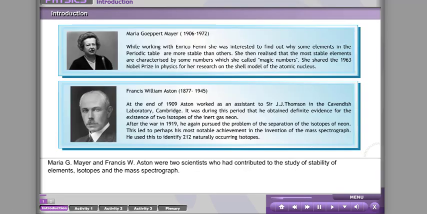Maria G. Mayer and Francis W. Aston were two scientists who had contributed to the study of stability of elements, isotopes, and the mass spectrograph.